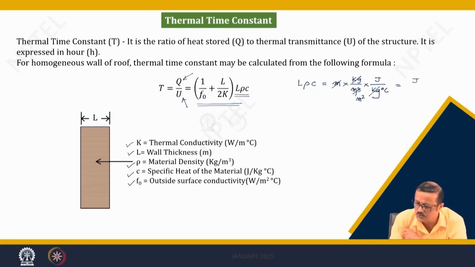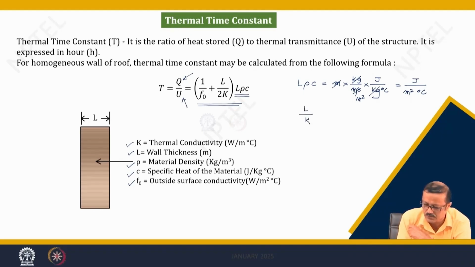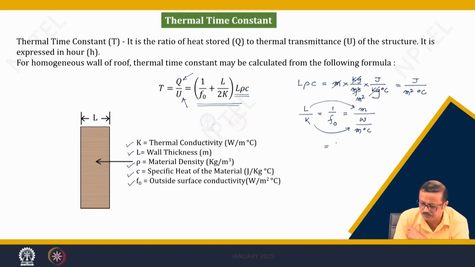So, this is joule per meter square degree centigrade, whereas this bracketed term will be L by K. L by K is also going to be the same as L by F naught, where L is in meter and K is in watt per meter degree C. So, this is going to be meter square degree centigrade per watt. Now, if I multiply these two.